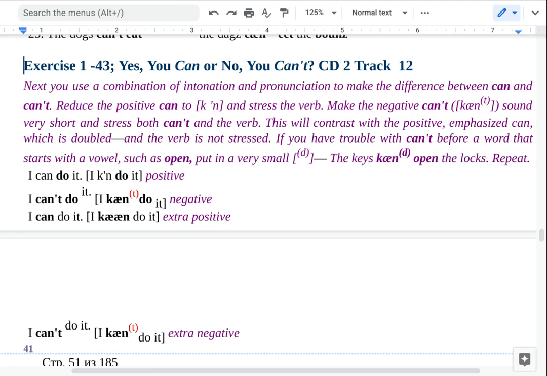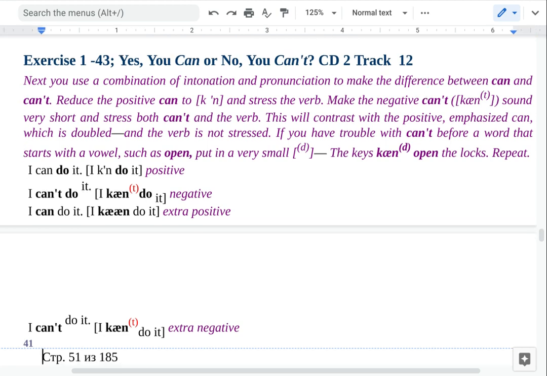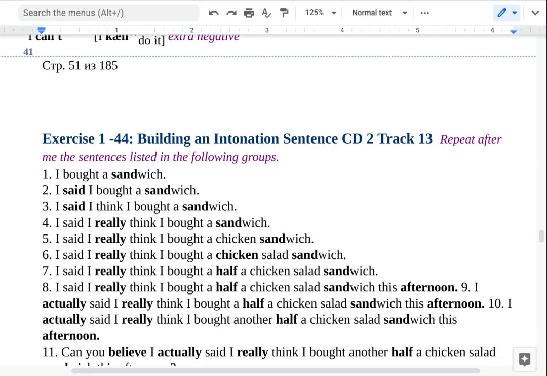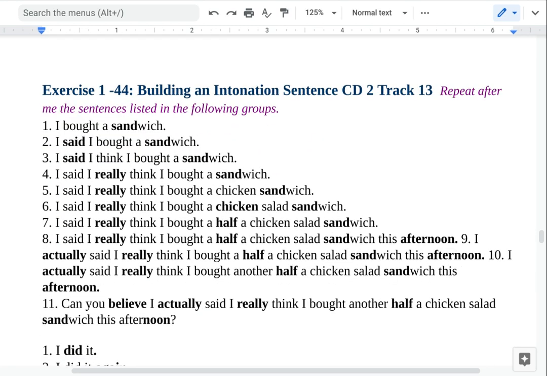Exercise 144, Building an Intonation Sentence. Repeat after me the sentences listed in the following groups. 1. I bought a sandwich. 2. I said I bought a sandwich. 3. I said I think I bought a sandwich. 4. I said I really think I bought a sandwich. 5. I said I really think I bought a chicken sandwich.